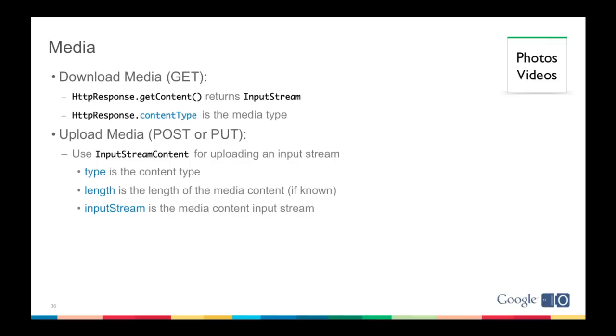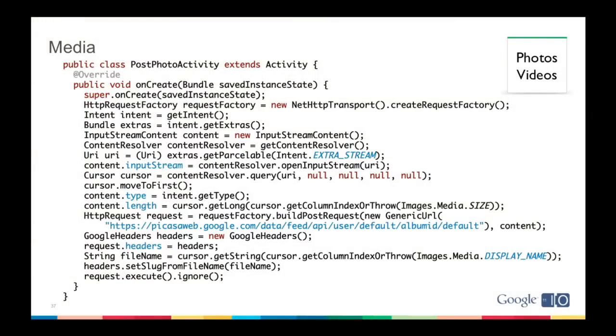So how do you upload media? Well, use input stream content. That's part of the library also. Let me show you an example. It's a little complicated, and you don't have to understand all the details. But in this case, if you take a picture with Android, it starts an intent to say, OK, I want to upload this picture. Who can handle this? And your activity says, I can handle it. So the user picks your activity. And then it goes to the onCreate method.